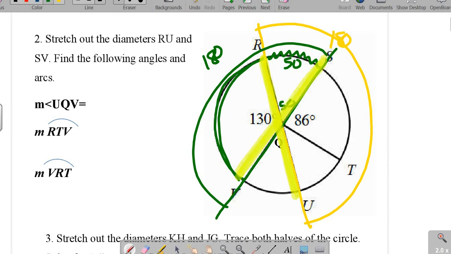Do you see those are vertical angles? So if that's 50, that's 50, that's 50. That's 130. Notice I'm just automatically finding all arcs and angles. Looking at the yellow, 50 and 86.